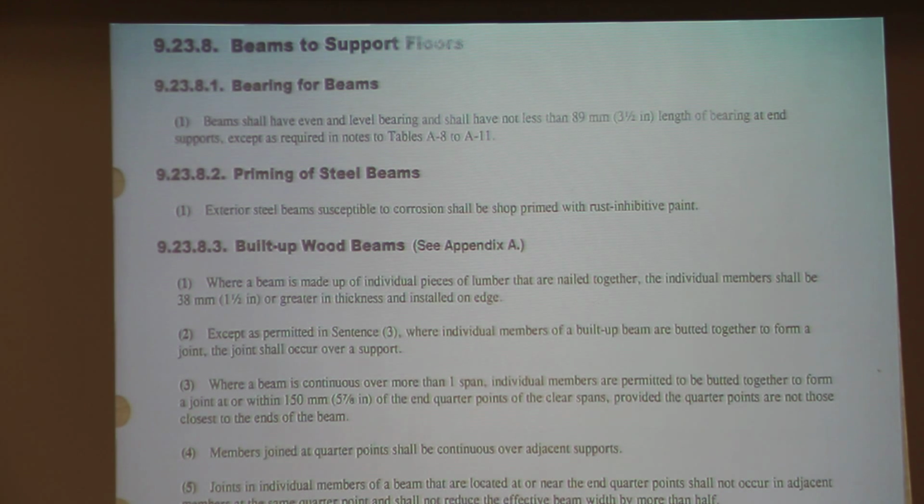Now we're dealing with a beam. Beams are going to require 3.5 inches. And it has to be level. It's got to be a nice bearing point. All right? We don't want to have a crappy bearing point.